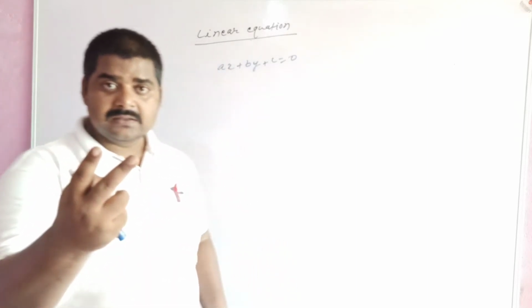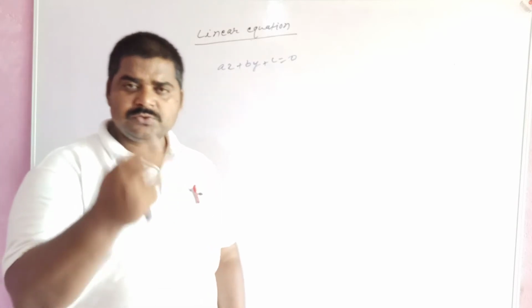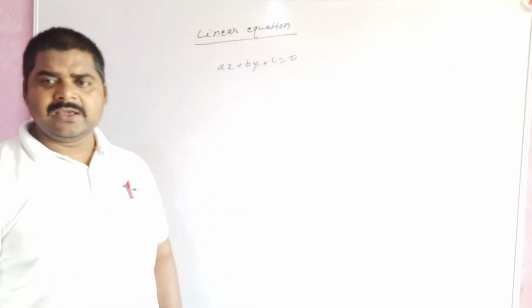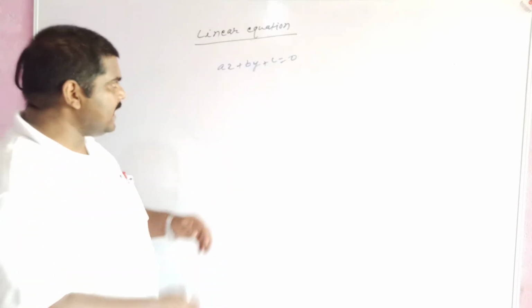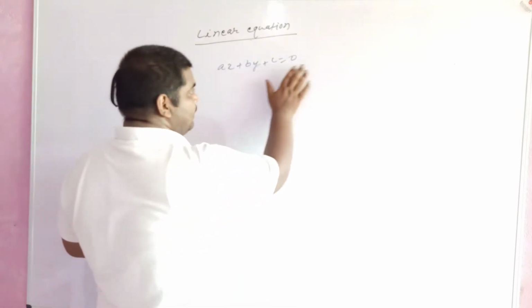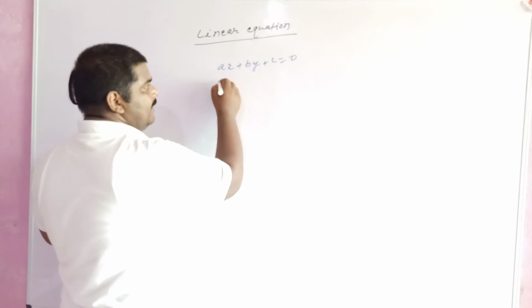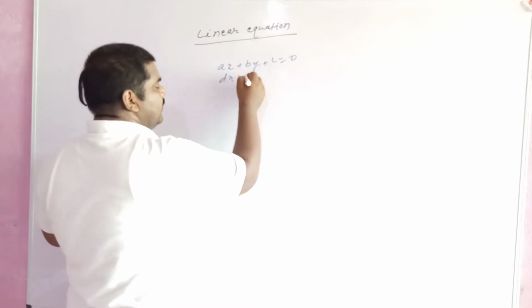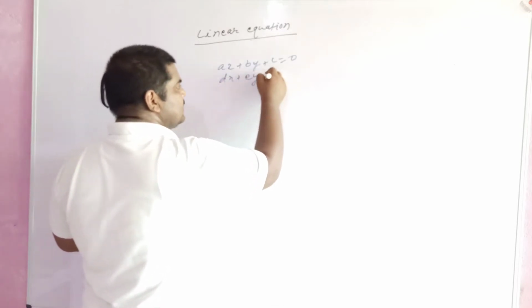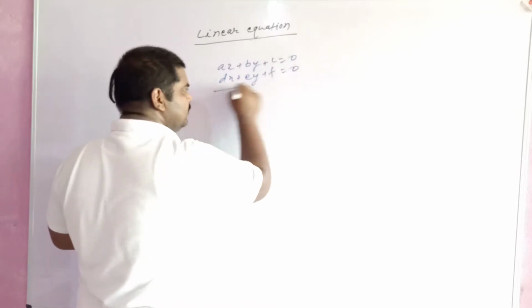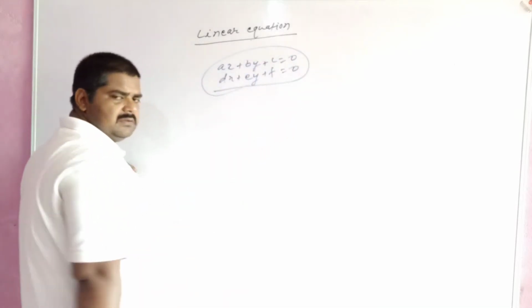But when two different simultaneous linear equations are given, suppose that one is ax plus by plus c is equal to 0, and the second one is dx plus ey plus f is equal to 0. Two equations have been given.